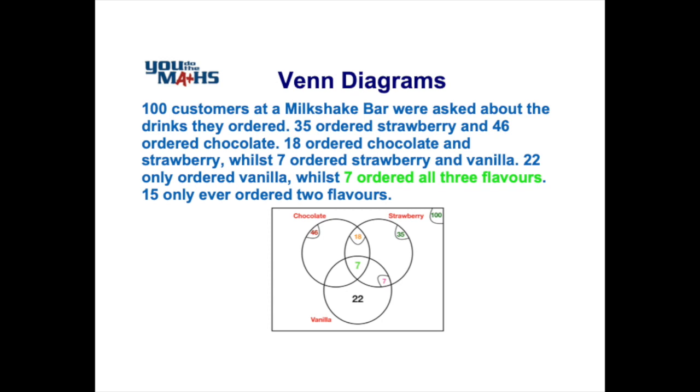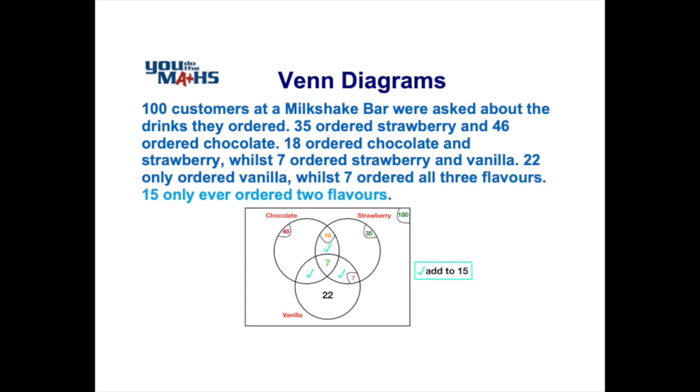The next bit of the question tells us that 15 people only ever ordered 2 flavors. Now that's difficult to put into our diagram because the key word again is only, and because it refers to 2 flavors, there are 3 sections in our diagram which we've indicated with ticks where people ordered 2 flavors, perhaps chocolate and strawberry, strawberry and vanilla, or vanilla and chocolate. So at this stage all we can say is that those ticks add up to 15.